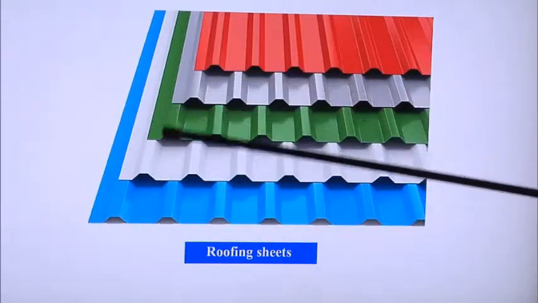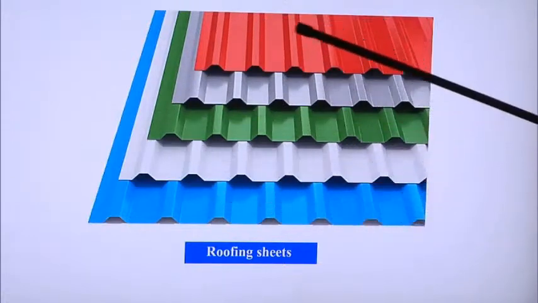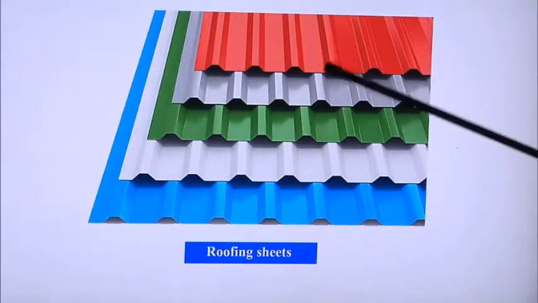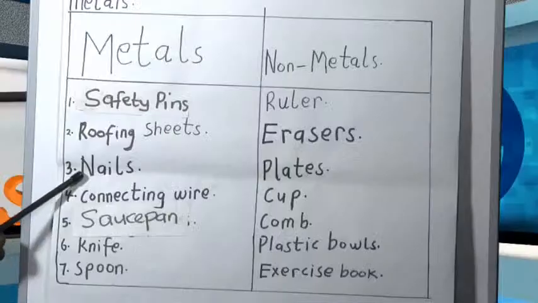When the sun shines, because these roofing sheets are made from metals. Roofing sheets are made from what? Metals. Let's look at the next item.